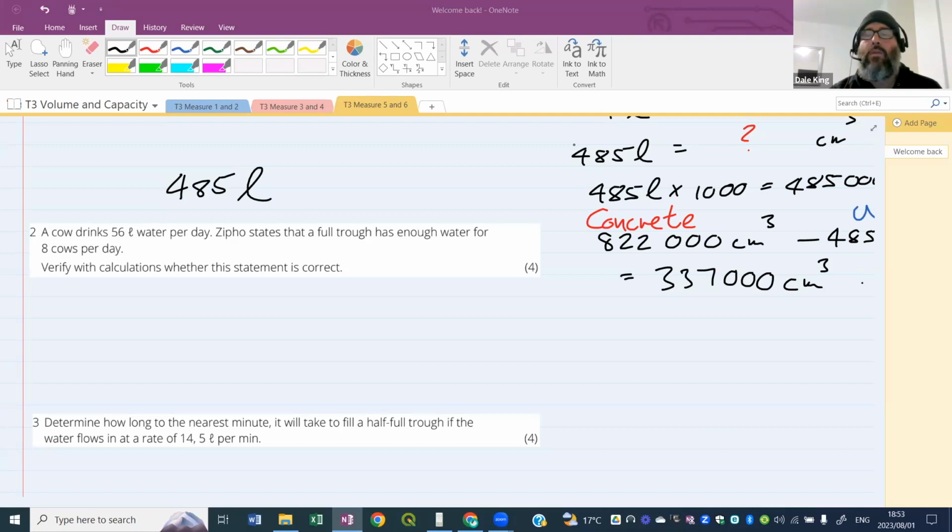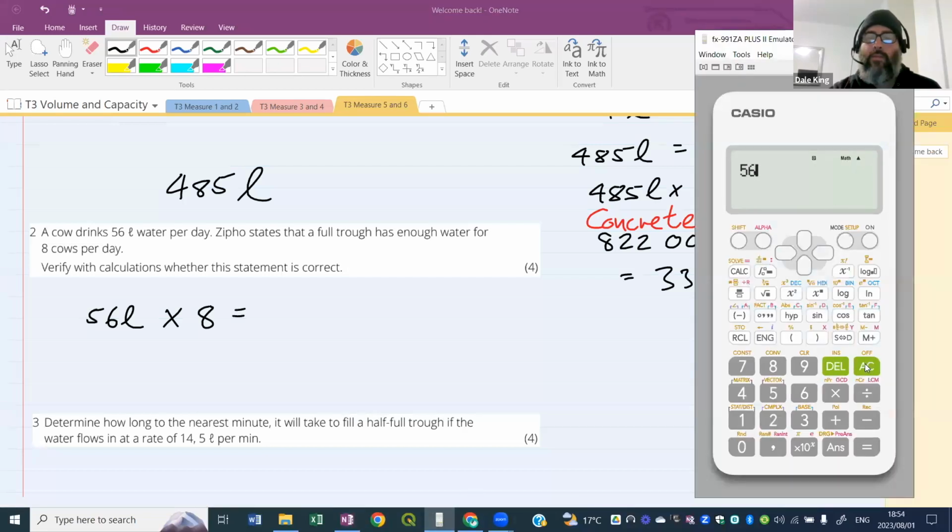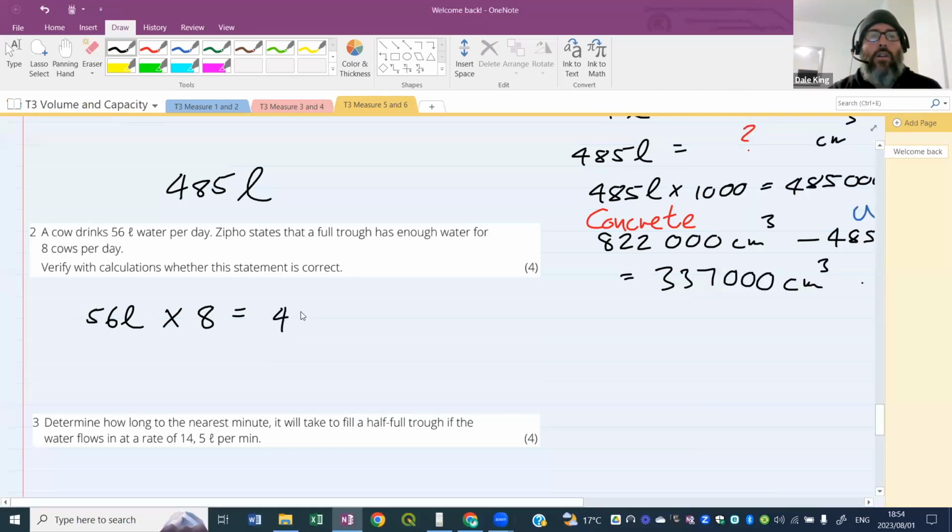All right, we got some answers coming through here. While I'm doing this one, those people that are finished can look at number 3. So let's check. If one cow does 56 liters in a day, and he has 8 cows, we'll multiply that by 8. That's a little bit easier. 448 liters. So 8 cows can do 448 liters in a day.